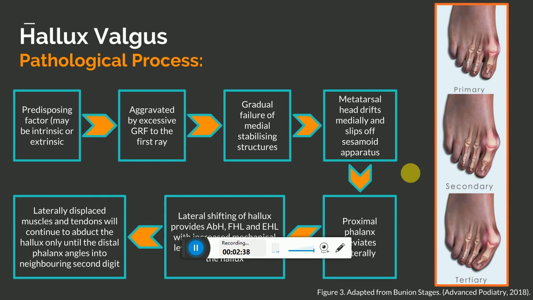Subluxation of the hallux causes adductor hallucis, flexor hallucis longus, and extensor hallucis longus to bowstring laterally. This provides these muscles with increased mechanical leverage to slowly pull the hallux further into valgus. The first MTPJ joint capsule is not being reinforced by any strong ligamentous structures following this trauma. The displaced muscles and tendons will continue to abduct the hallux until the distal phalanx angles into the neighboring second digit.